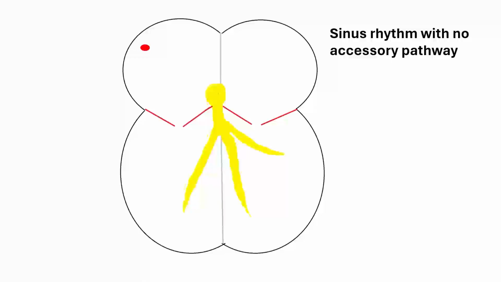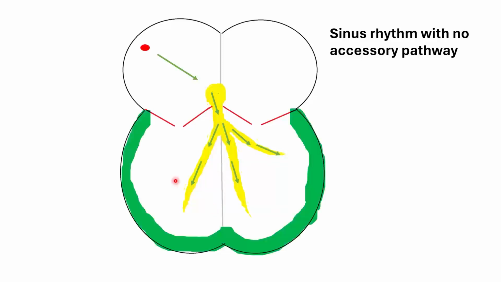Take the first scenario: sinus rhythm with no accessory pathway. When the sinus node fires, it activates the right atrium. From the right atrium it goes to the AV node, then to the His-Purkinje system, and it activates the entire LV and RV myocardium. The LV and RV myocardium activation is shown in green. Since the bulk of the myocardium is activated simultaneously via the His-Purkinje system, we get a narrow QRS. There is no delta wave, and the PR interval is normal.